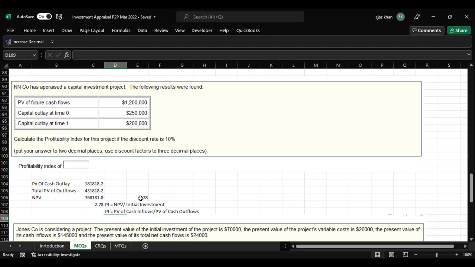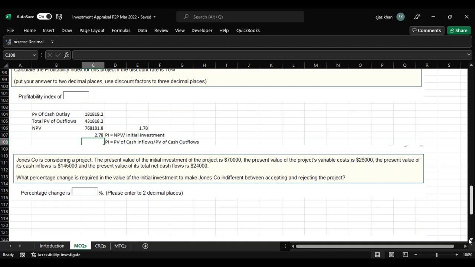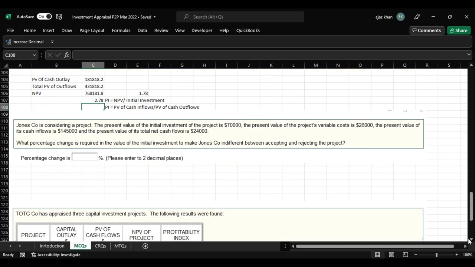So in this 1.78 case, we have used the NPV figure. This NPV figure. Whereas for this 2.78, we have used the total present value of cash inflows. That's the only difference between the two. So both of the two formulas are acceptable. Again, solve this one.